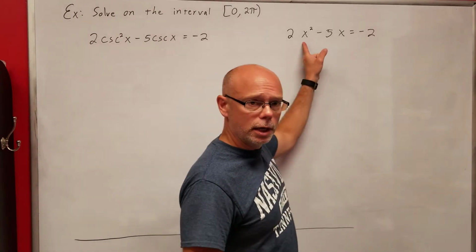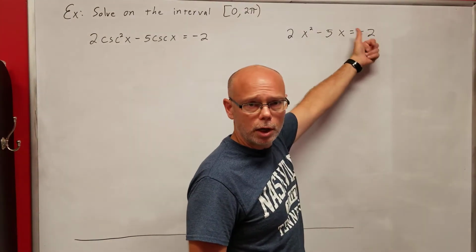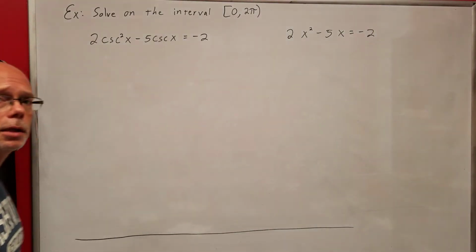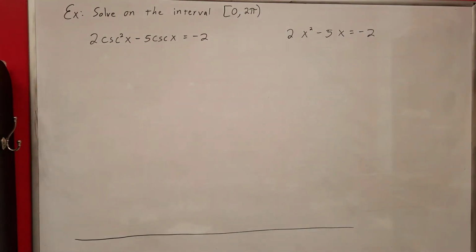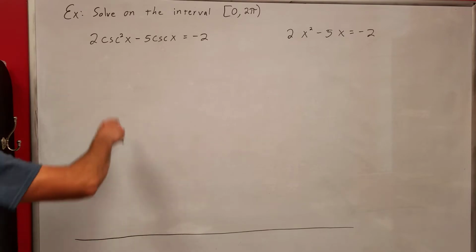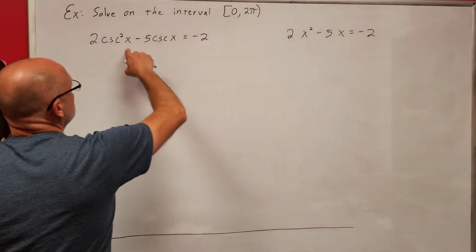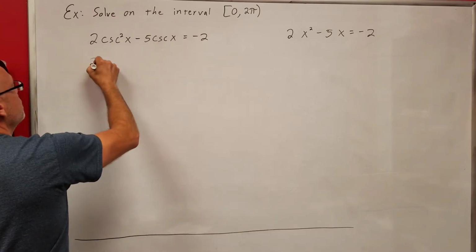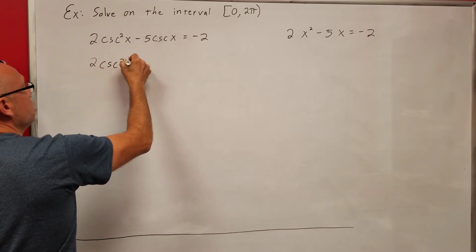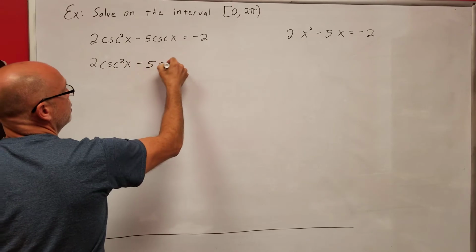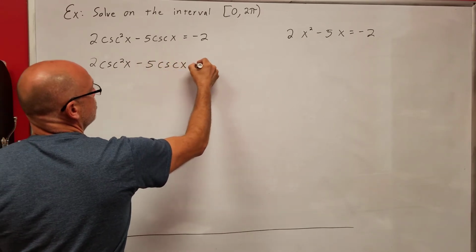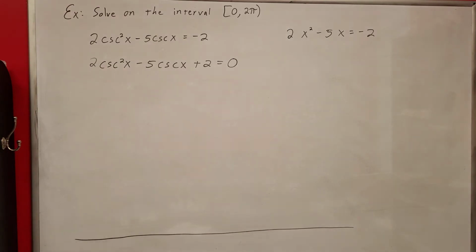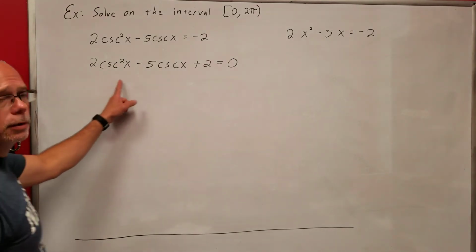This would be quadratic. So you get all the terms on one side, 0 on the other, and then solve. You could try by factoring or whatever, okay? So let's try the same thing here. This is quadratic. So let's move the 2 over and we get 2 cosecant squared minus 5 cosecant plus 2 is equal to 0. Now let's see about factoring this right here.